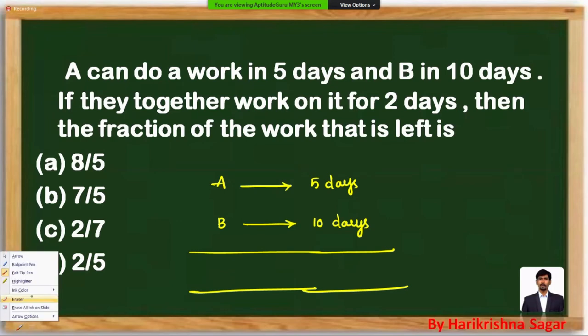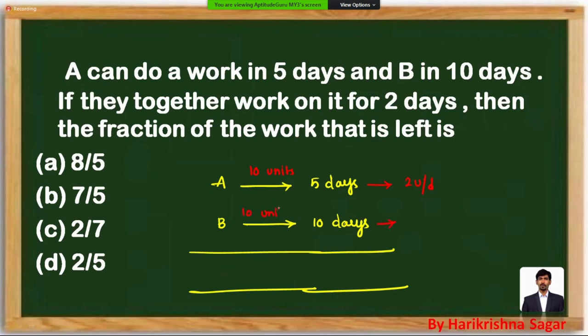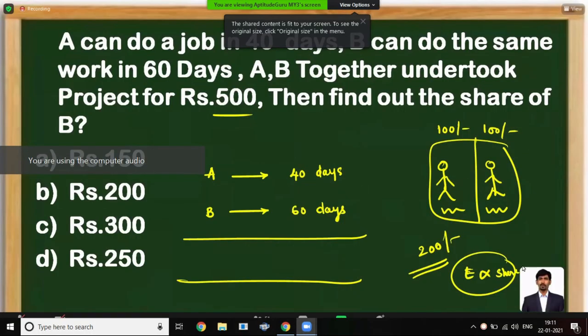So 5 and 10, what is the LCM of the numbers? LCM is going to be 10. Let's assume total work is 10 units. A can finish 10 units in 5 days, which means he can finish 2 units in 1 day. B can finish the same 10 units in 10 days, which means he can finish 1 unit in a day.